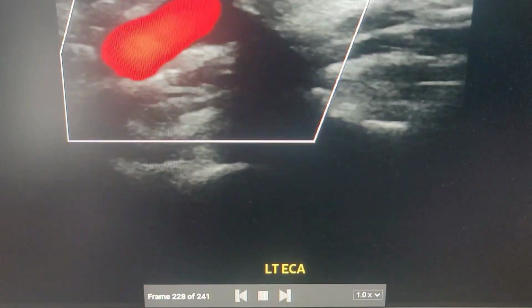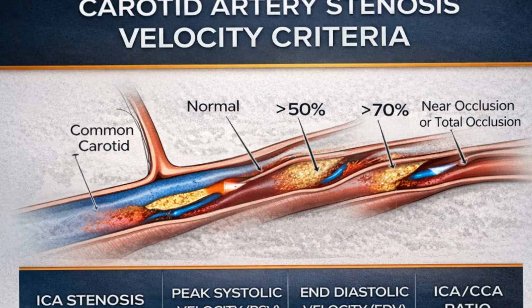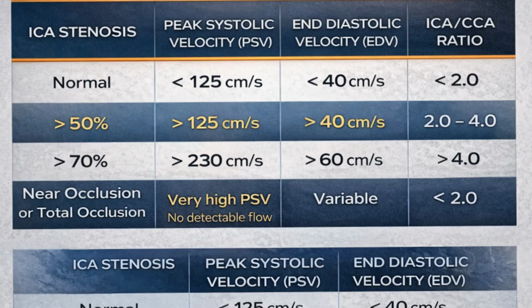Mild stenosis, less than 50%, typically shows mild spectral broadening with minimal velocity elevation, while moderate stenosis demonstrates peak systolic velocities between 125 and 230 centimeters per second. Severe stenosis is characterized by peak systolic velocity greater than 230 centimeters per second with elevated end diastolic velocity.